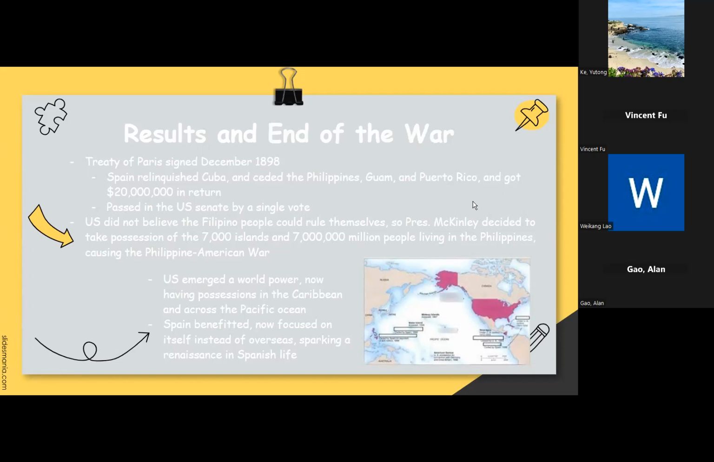So then after this, the US was basically a world power because we had possessions in the Caribbean as well as in the Pacific Ocean, allowing us to take better advantage of trading with China and India. Spain also kind of benefited because now they could focus on rebuilding itself instead of overseas, because we basically took everything they had, sparking a renaissance in Spanish life, intellectually and artistically.